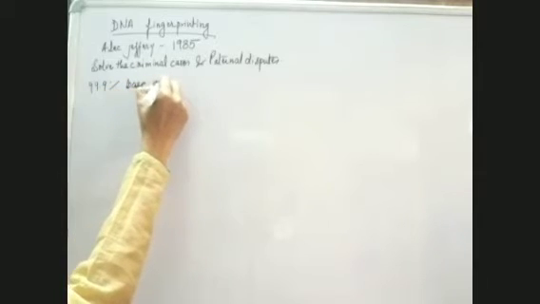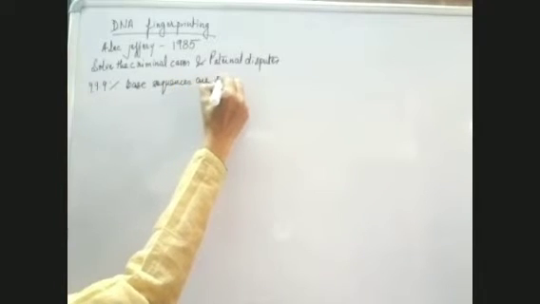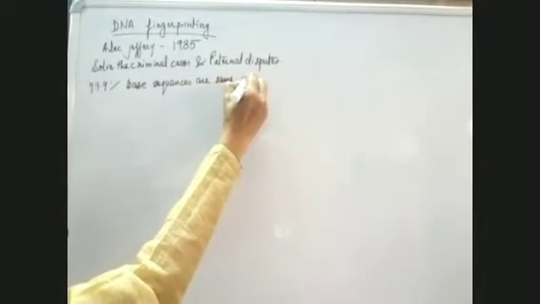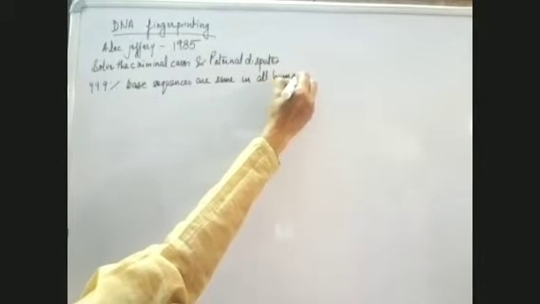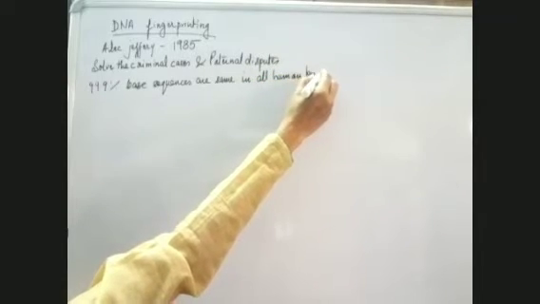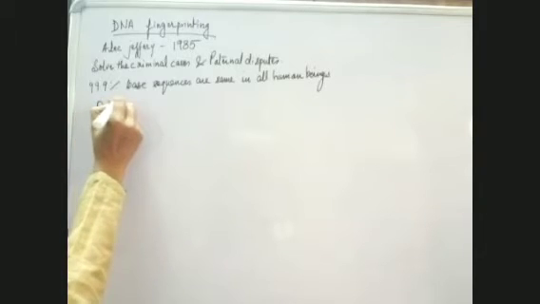Base sequences are the same in all human beings. So 99.9% of base sequences are the same in all human beings. So where lies the difference? The difference is just in 0.1%.